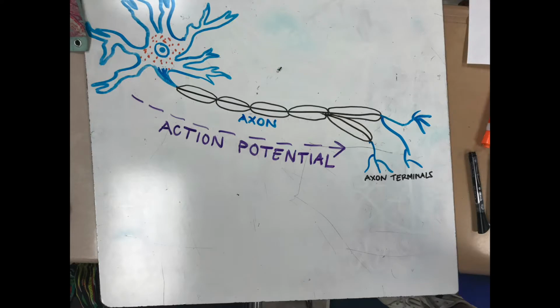Overall, action potential allows information to be passed down a neuron, and the synapse allows that information to be passed from neuron to neuron. These processes control all of the activities that we do and allow us to perform our daily tasks in our everyday lives.